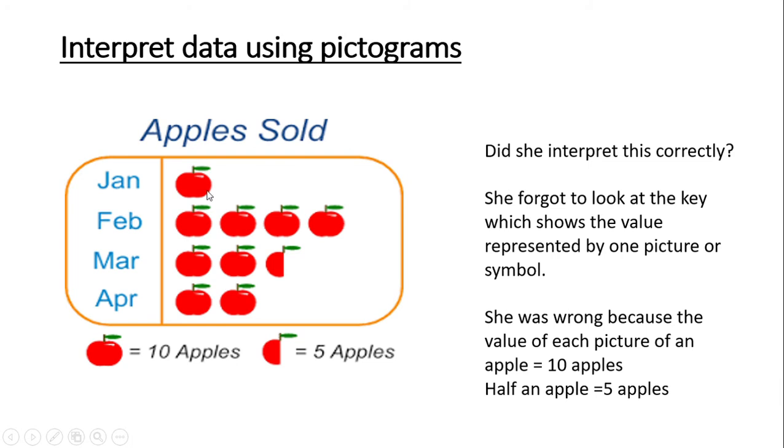So in January, how many apples were sold? So that would be 10. And in March, how many apples were really sold? So that would be 10, 20, and half an apple is equal to 5. So that would be 25.